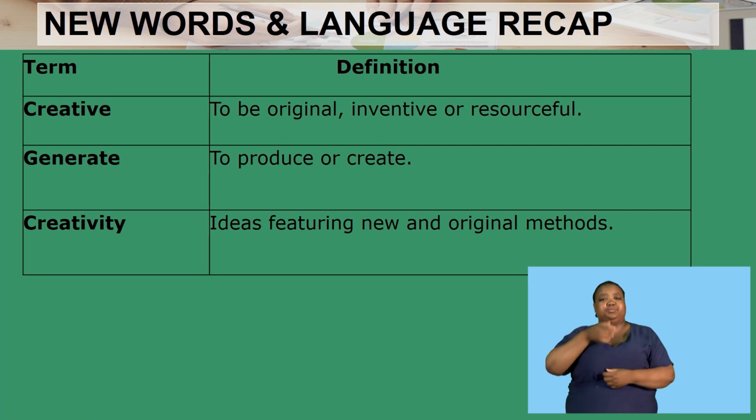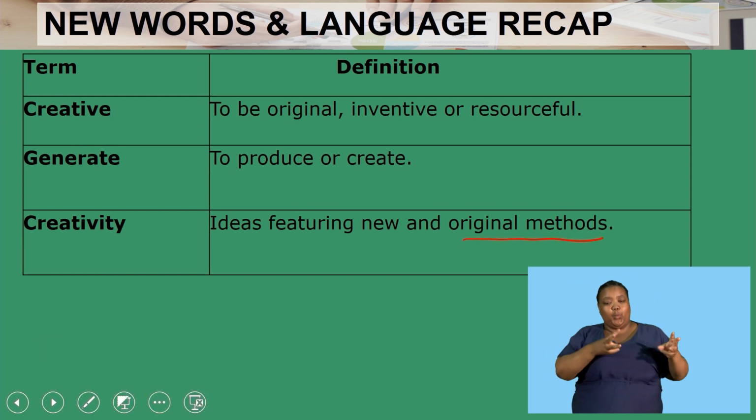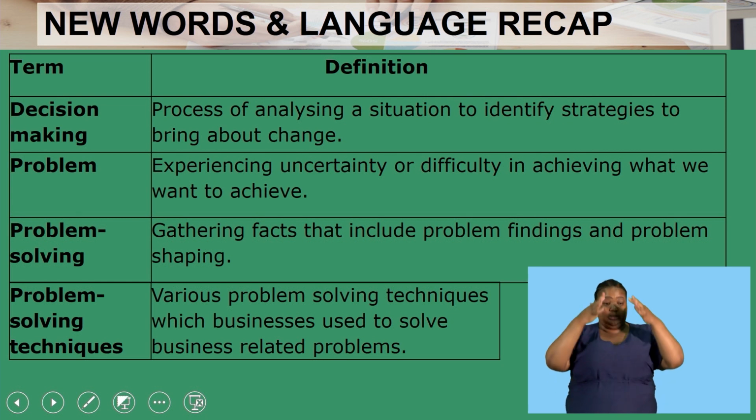Another quick recap: we've defined creative. We said to be original, inventive, or resourceful. To generate is to produce or create. Creativity means the ideas featuring new and original methods. We looked at decision making.